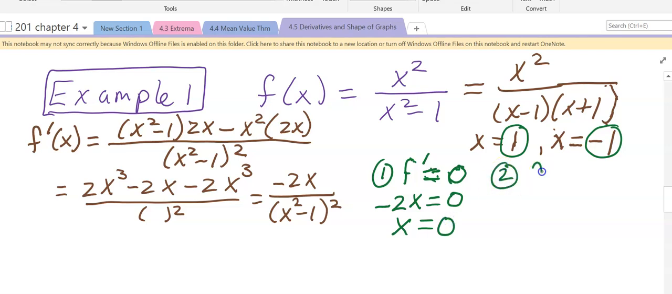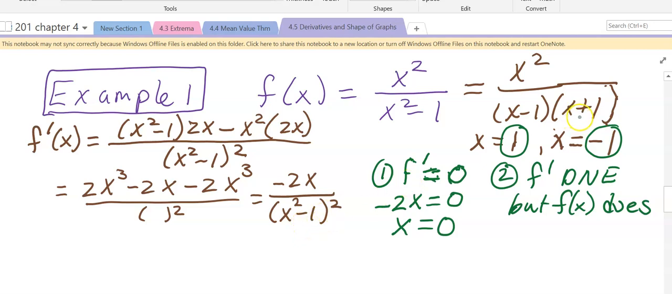The second part, which is when the first derivative does not exist, but the function does exist, is the one that you have to be the most careful of. In this case, students who did not analyze the domain of the function first would want to tell me that 1 and negative 1 are critical points on the graph. They are not critical points. It is true the first derivative does not exist, but the function doesn't exist there either. Therefore, they are not critical values. I only found one critical value.